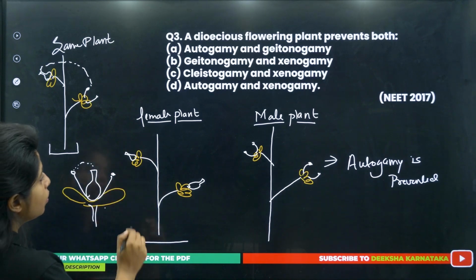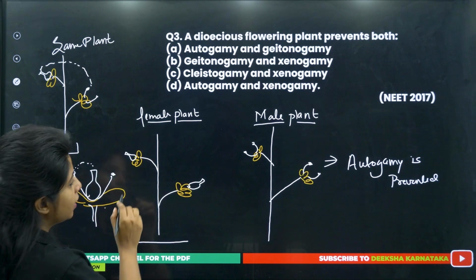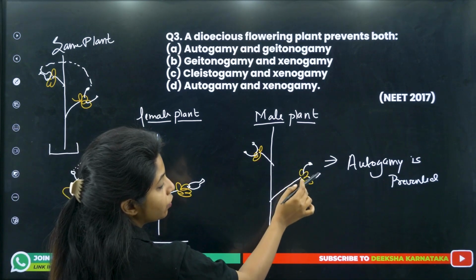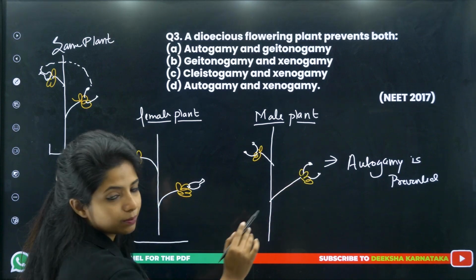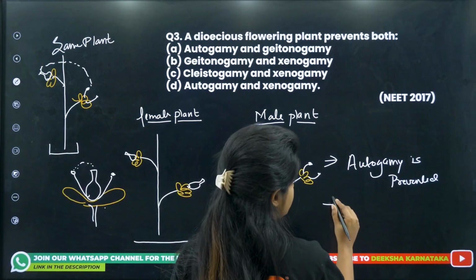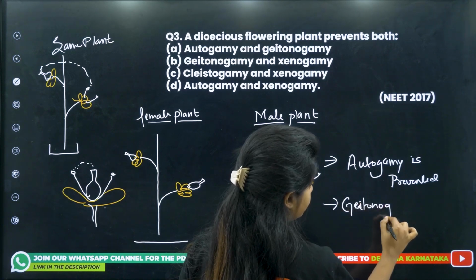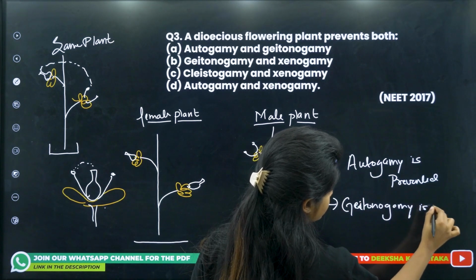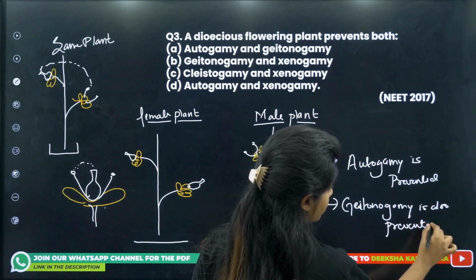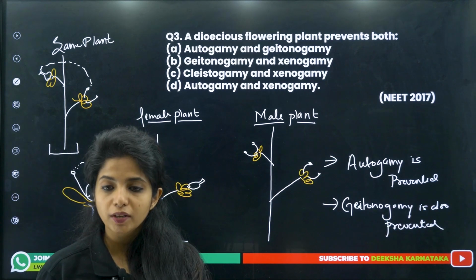Now over here, do you think the stigma can release anything that would land on another stigma? No, nothing could happen. Over here, do you think the anther can release something that will go and land on another anther and do something? No. Do you think geitonogamy can be possible over here? No. So geitonogamy is also prevented. Now there is one more type of pollination that is known as xenogamy. What do you mean by xenogamy?